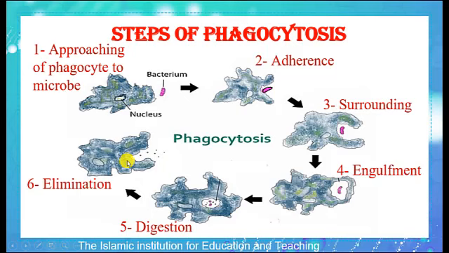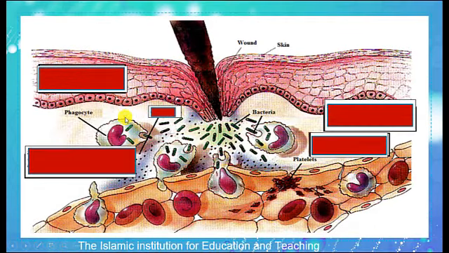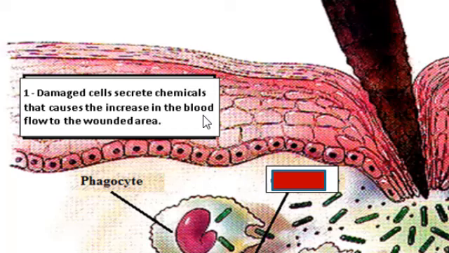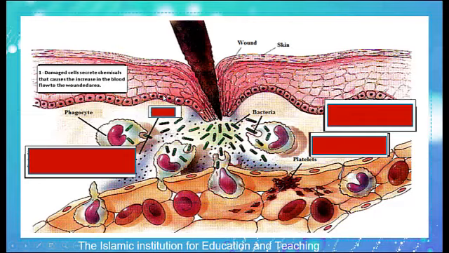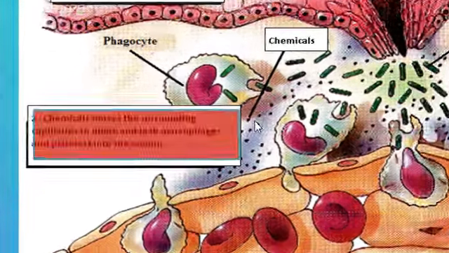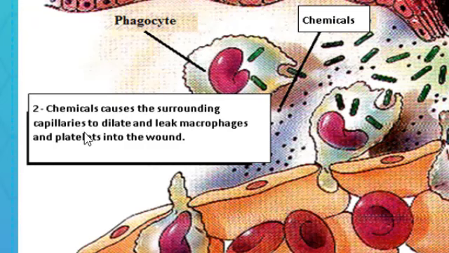So, as a result, after the first natural barrier, which is the skin, is crossed, the pathogens enter and start to infect cells. Then the pathogens damage some cells, and the damaged cells secrete chemicals that cause the increase in the blood flow to the wounded area. Also, the chemicals cause the surrounding capillaries to dilate and leak macrophages and platelets into the wound.